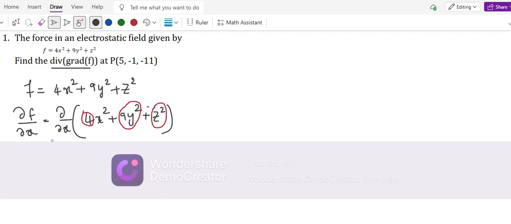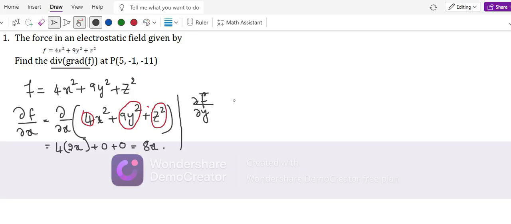So what happens here? It is equal to, 4 is constant, the differentiation of x² is 2x, plus the differentiation of constant 9y² is 0, and the differentiation of z² is also 0. So it is 8x. Right? Okay. Let us calculate the partial differentiation with respect to y.